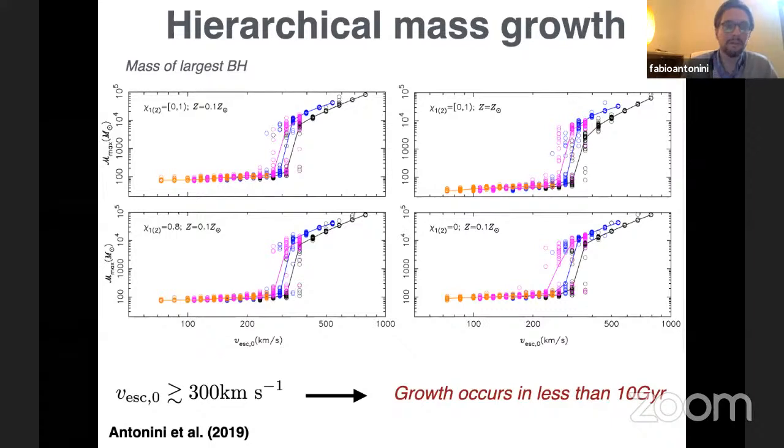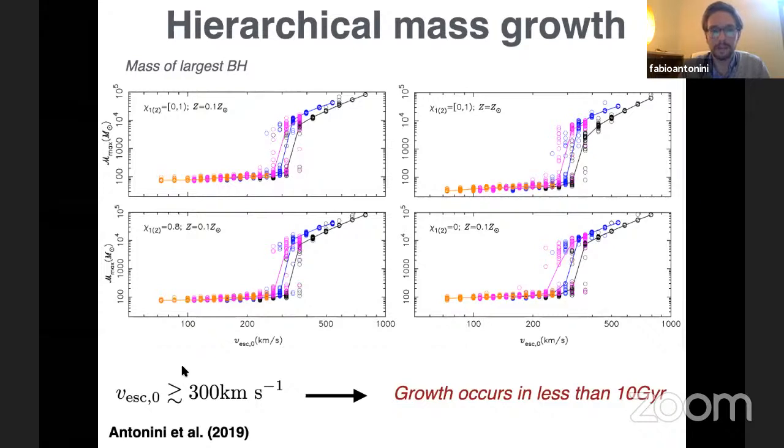What we plot here is the maximum black hole mass that you can form in our models as a function of the initial escape velocity from the cluster. You can see this plot for different metallicity values and different assumptions for the initial black hole spins. For example, here they range from 0 to 1. Here they are all set to 0. But the interesting result here is that, independently of these other assumptions about the stellar populations, only for clusters that have an escape velocity larger than about 300 kilometers per second can hierarchical growth happen and lead to the formation of black holes with masses of several hundred solar masses up to a few thousand solar masses.